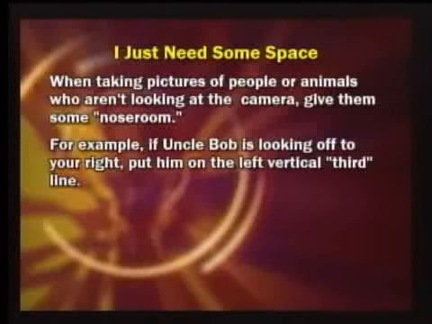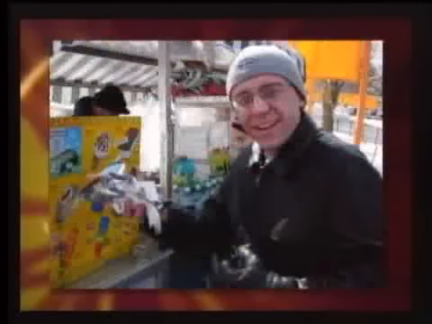All right, moving on to the next principle, and this is something we've all heard before. I just need some space. What I mean by that is, when taking pictures of people or animals who aren't looking at the camera, give them some nose room. Give them some space in front of where they're looking. For example, if Uncle Bob is looking off to your right, put him on the left vertical third line from the rule of thirds. That gives him some space in front of his face, and it makes the picture feel a lot more natural.